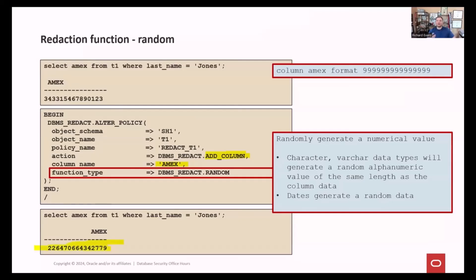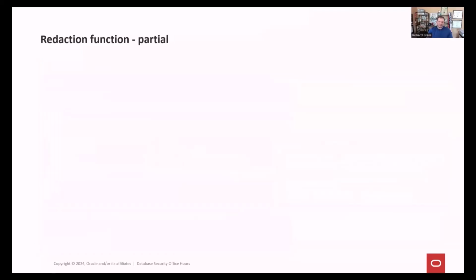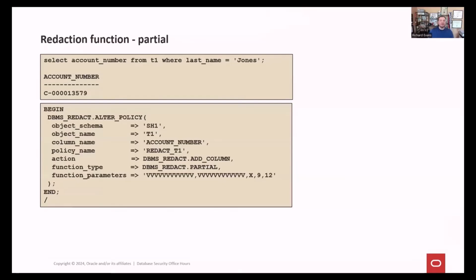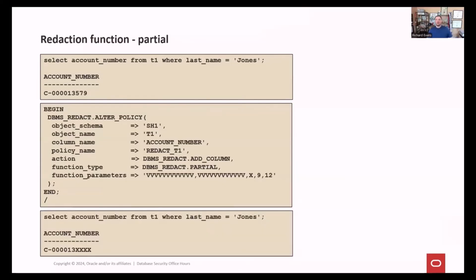If you run this query 10 times, you'll probably see 10 different numbers here. If you say, well, random is a little weird, Rich, I don't necessarily want to just randomly generate my numbers. I've got an account number, and if it was random, that'd look weird. It wouldn't really maybe follow our format. That's okay. So if we've got a fixed length varchar column, we can say we want to redact it from this value here, ending in 3579, to end in just 4 X's instead.